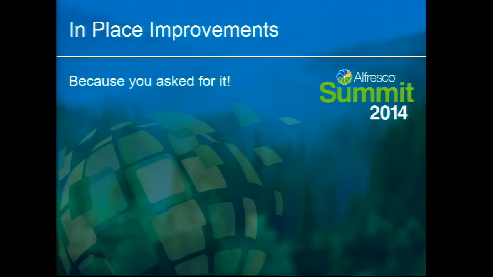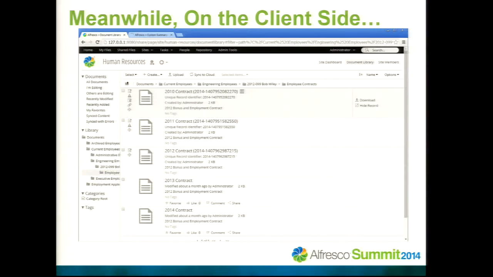Now, on the client side, we've made some pretty interesting improvements. If you go to the in-place records management, this is a view of a site, the human resources site, on the client side of the content management system. You can see there's a file that has a bunch of icons down the side, and the icons are meaningful. The first one says that it's been declared previously as a record, so it's under the control of the records management system.